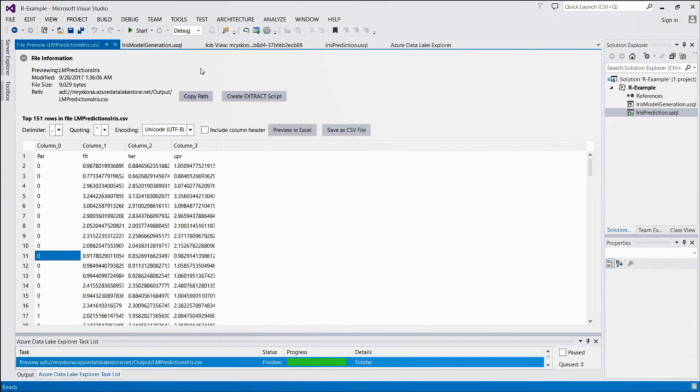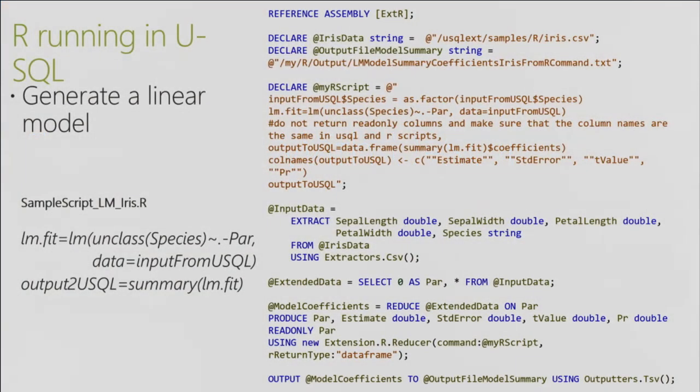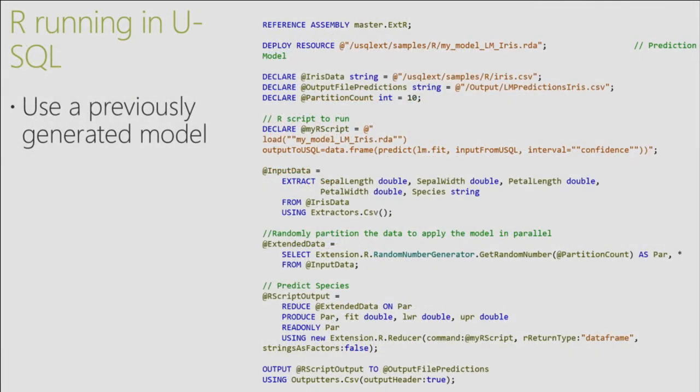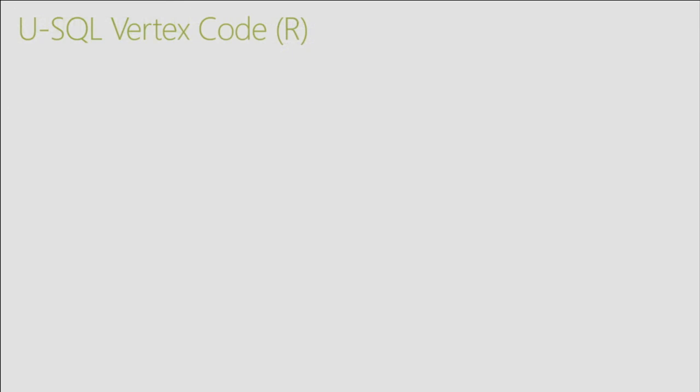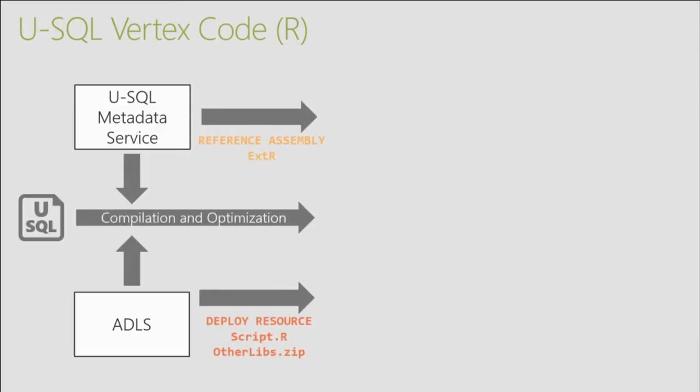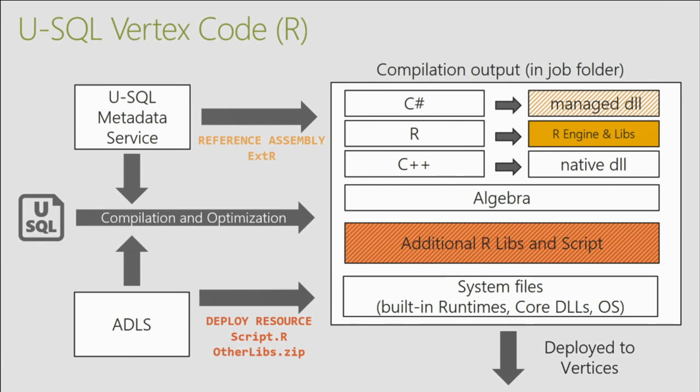So let's go and summarize the R part. As I mentioned, you can generate models, and you can use a previously generated model, both. The code is, again, fairly simple. Again, the main aspect is you take a data frame in and you output a data frame. That's kind of the thing that you have to think about. The vertex code is exactly similar to what we had earlier with Python, except that instead of having Python, you have R as a runtime.